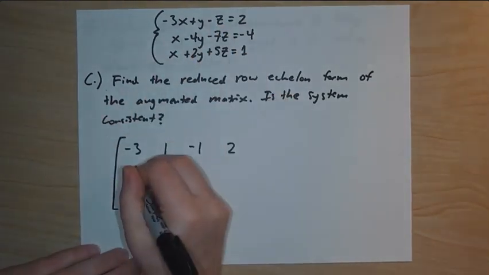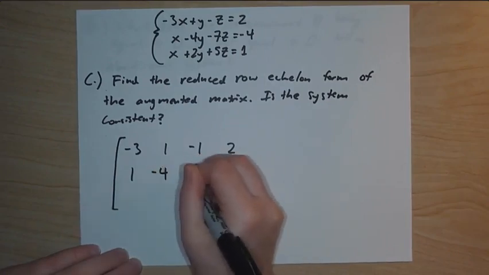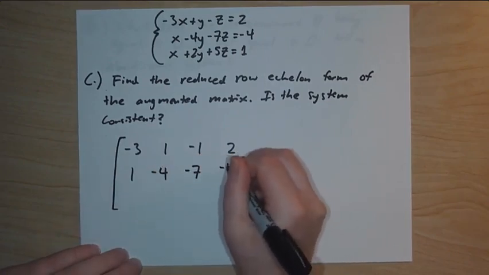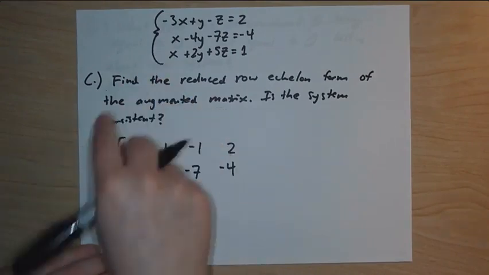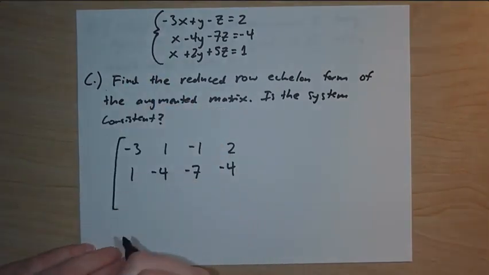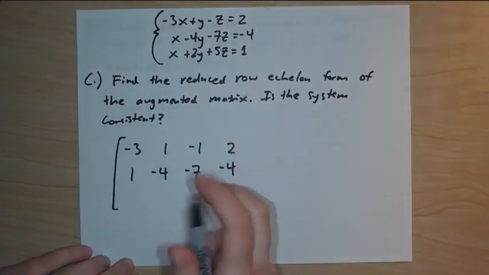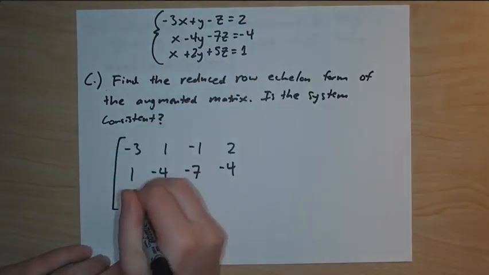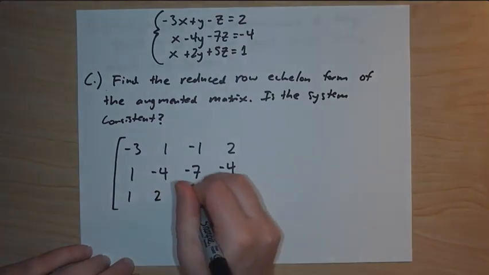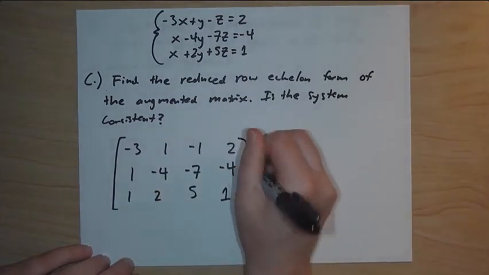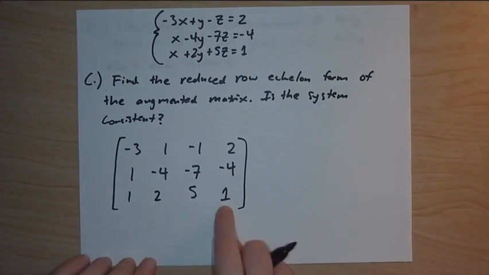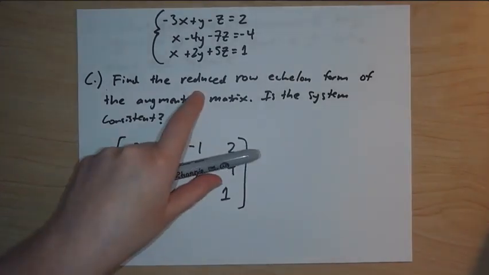And for the second row, we have 1, negative 4, negative 7, and then negative 4. So it's essentially the same as finding the coefficient matrix, except we're just adding this column right here. And again, for the last one, we have 1, 2, 5, and 1. So this is our augmented matrix right here, which is different from our coefficient matrix. And we want to find the reduced row echelon form of that.